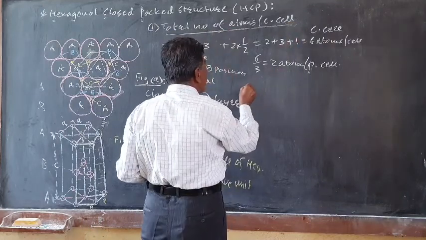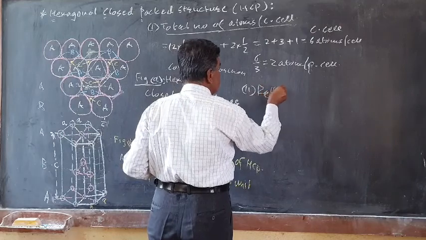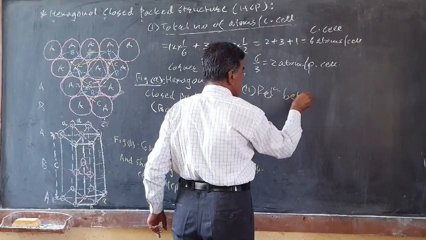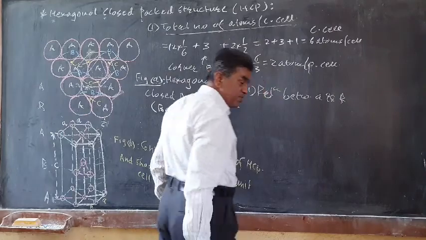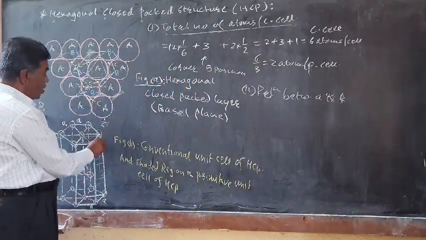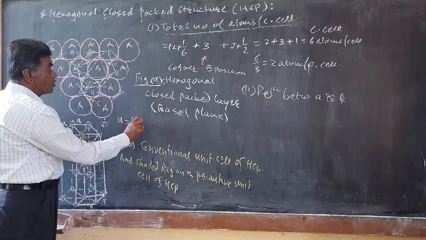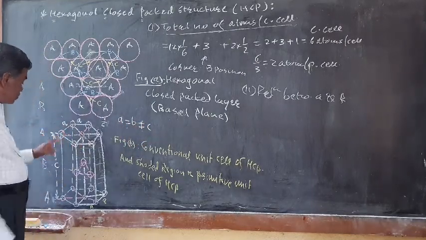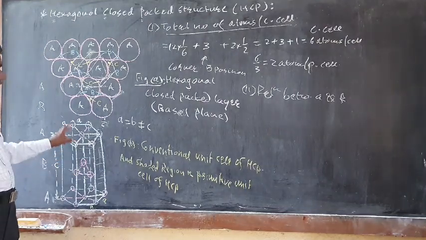Now we have to determine the relation between the lattice constant, that is A, and the radius of the atom. In this structure, A is equal to B, and it is not equal to C here. So we will consider this is A, and C is nothing but the height. So these are the 3 lattice parameters. We will not consider C, only A and R.